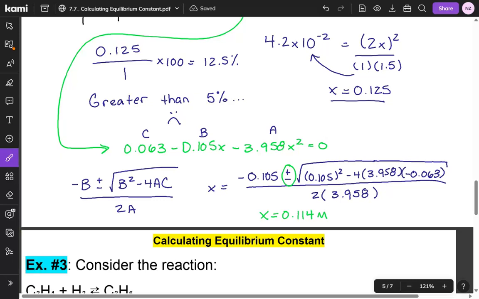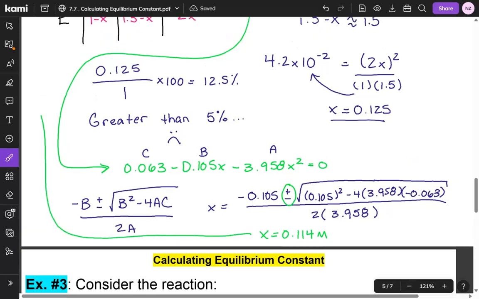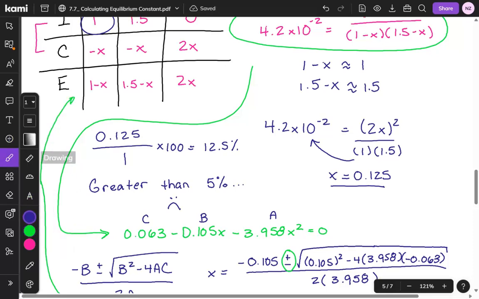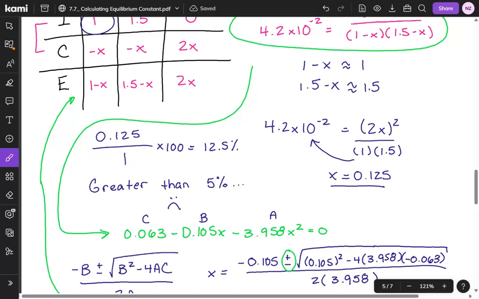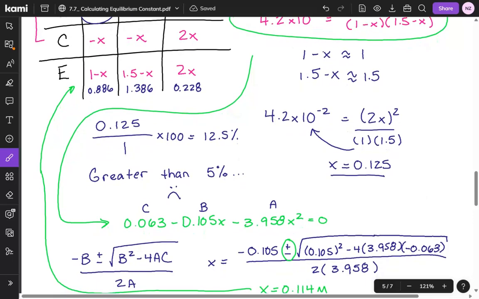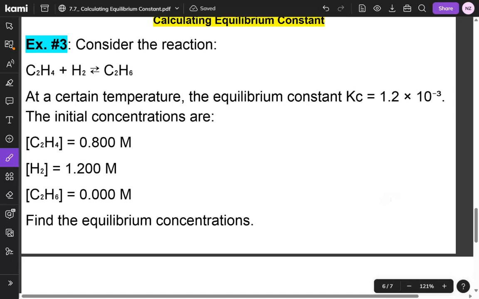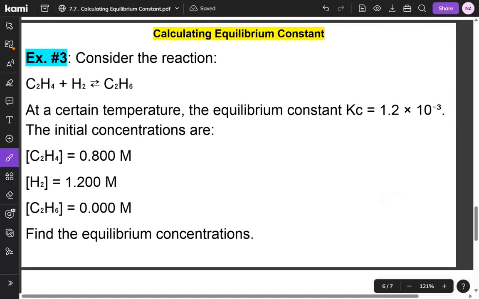Then you would go back in, take your x value, go back up, and substitute it in here. So if you do that, for A, you would get 0.886. For B, you would get 1.386. And then 0.228. That's terrible. And I didn't even do all the work here. That's absolutely terrible. Okay, so fortunately, there is an easier way to do that, and we're going to look at that method in this last problem here.